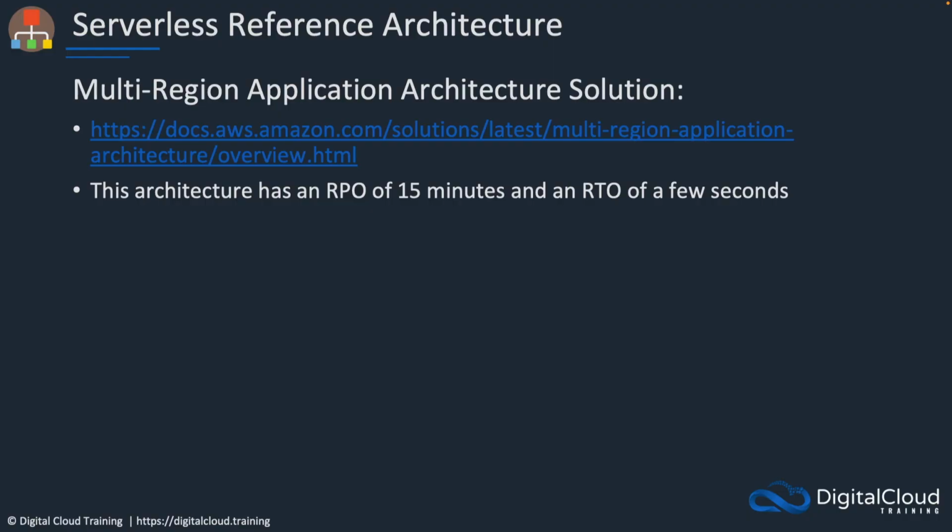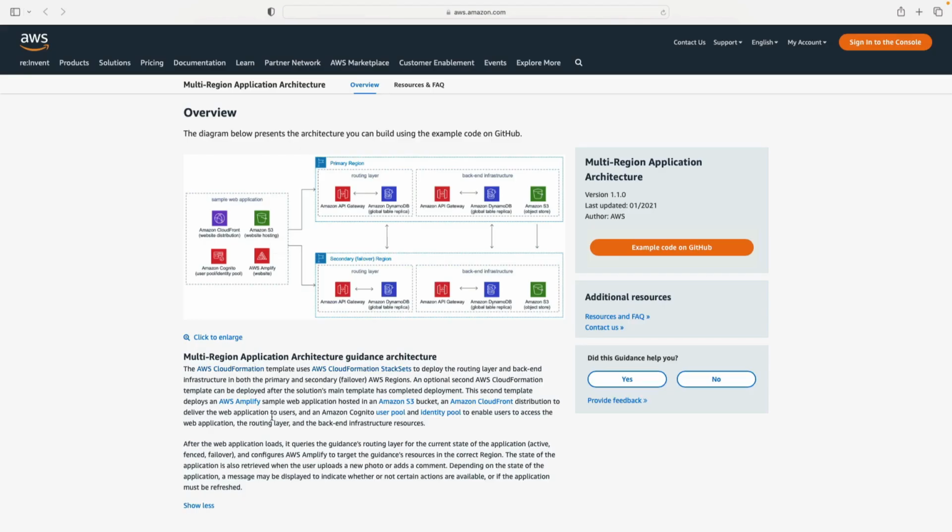Now let's have a look at a serverless reference architecture for a multi-region application. And this particular architecture has an RPO of 15 minutes and an RTO of a few seconds. And you can go to this link to learn more about it. And there's actually a CloudFormation template you can use to provision this, and some code which is on GitHub. So this is the document.